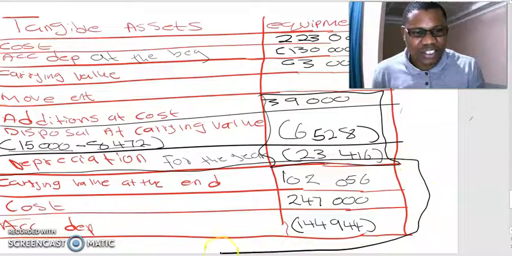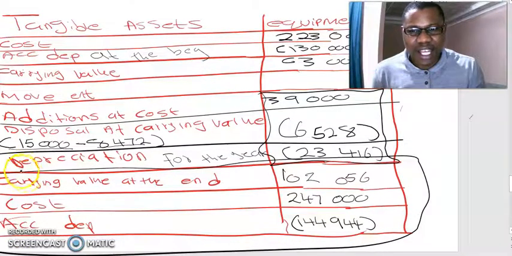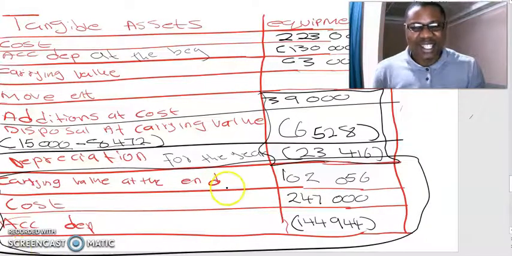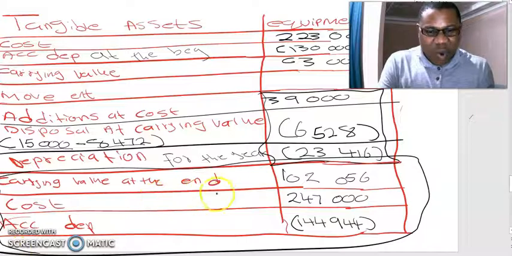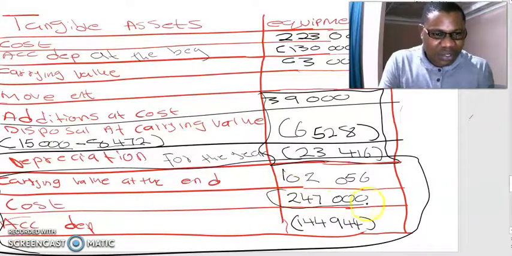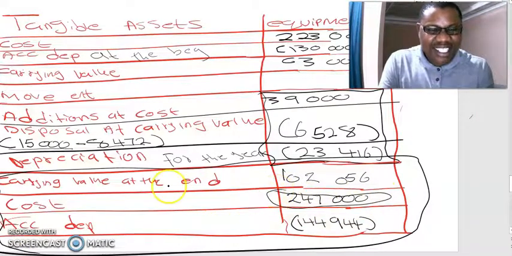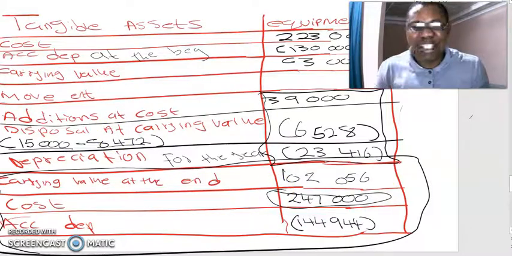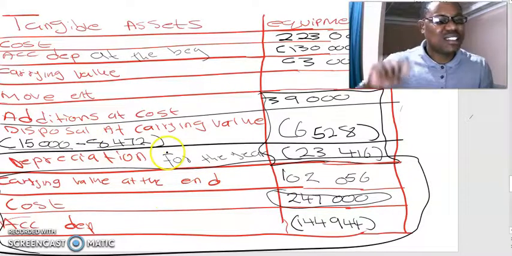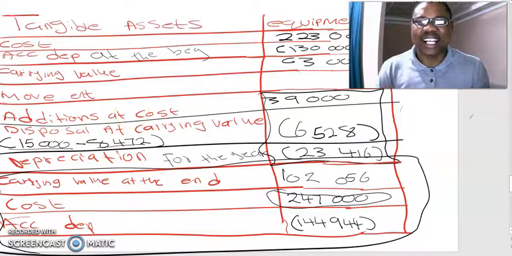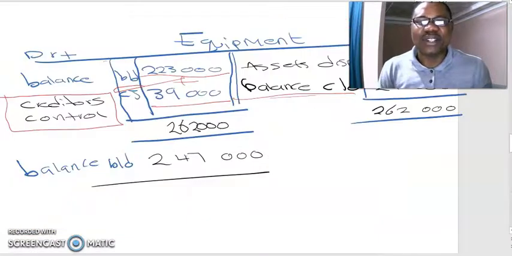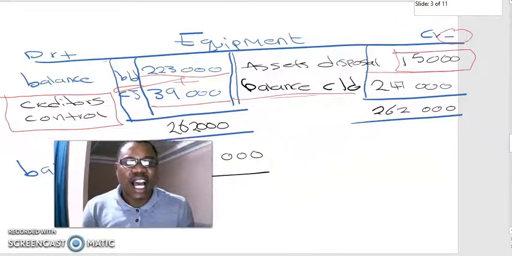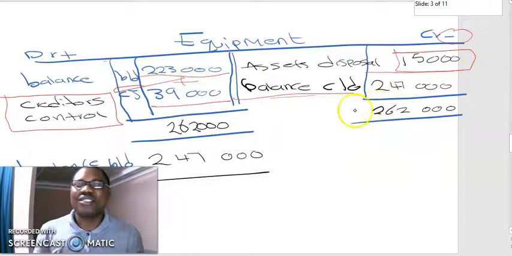You see this part here, guys, I call this my closing balance. Look at this. This is the cost. Where do we get this cost, guys? You go straight to your equipment account, you check the closing balance, the balance carried down, guys. So our balance carried down here, guys, is 247,000.